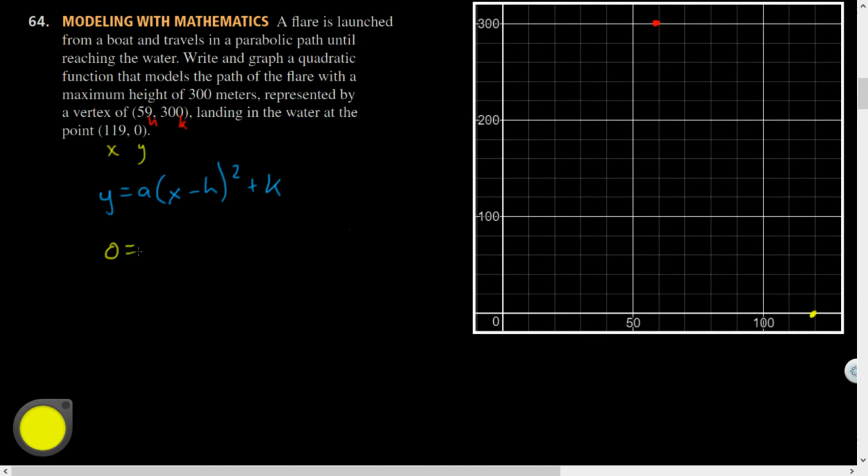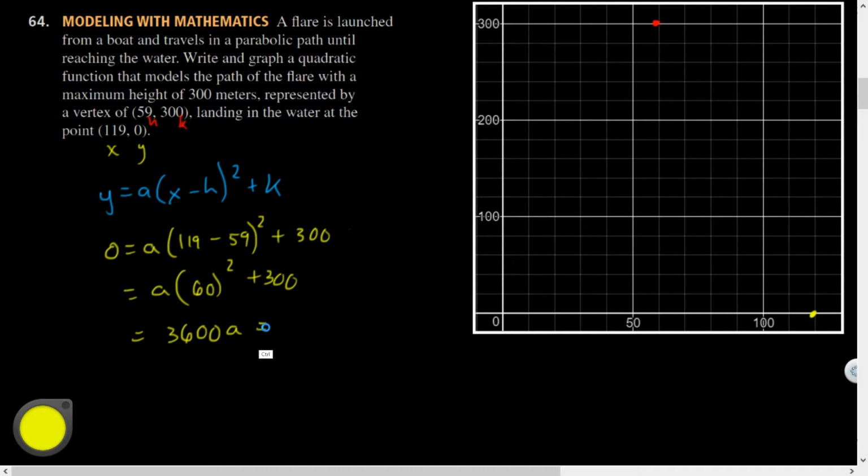So 0, plug it in for Y. A, I don't know what A is. 119 plugged in for X, minus 59 for H, squared, and 300 for K. So let's simplify this using PEMDAS and then solve it using algebra. 119 minus 59, is that 60, I believe? So this is going to be 3,600A plus 300.